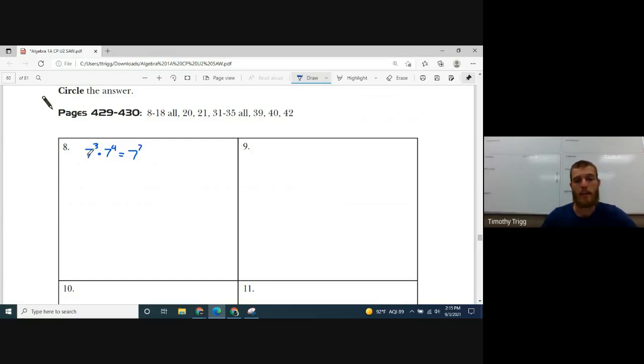Okay, which makes sense because what does this mean? 7 to the power of 3. Well, that means 7 times 7 times 7, right? That's 7 to the power of 3. And then times 7 to the power of 4, that's 7 times 7 times 7 times 7, right? Well, isn't this just the same as saying 7 times itself 7 times, right? So hopefully that makes sense why we add the powers there.